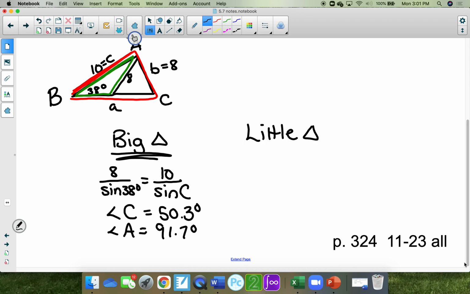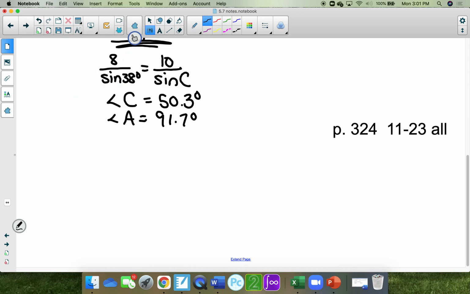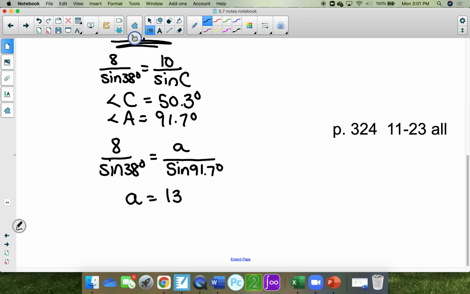Then I come down here to find my other one, so I'm going to go 8 is to the sine of 38, as we already know, we're trying to find A is to the sine of 91.7. Cross multiply, we're trying to find side A, which is 13.